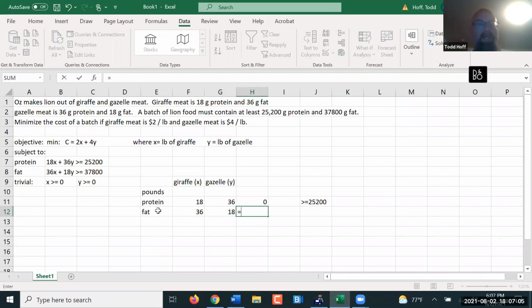And then the total amount of fat is going to be this coefficient of X times the actual value of X plus the coefficient of Y here times the actual value of Y. And again, both of those here are 0 right now because there are no values in there for X and Y. And I'm going to make a note over here again for myself that the fat here needs to total at least 37,800 pounds.